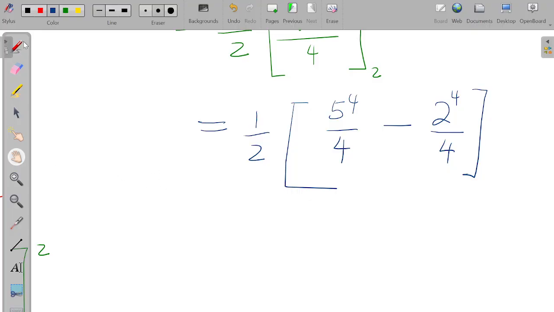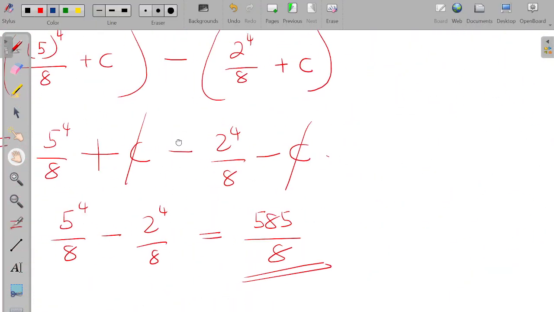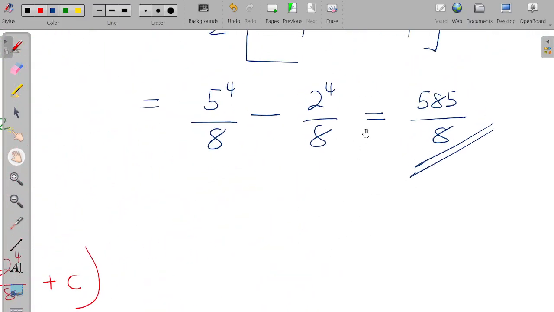Okay, excuse me. So now we can multiply this half inside. It will be 5 raised to the power 4 over 8 minus 2 raised to the power 4 over 8, which will give us the same answer we got before. You see, 5 raised to the power 4 over 8 minus 2 raised to the power 4 over 8, the same one we got here.